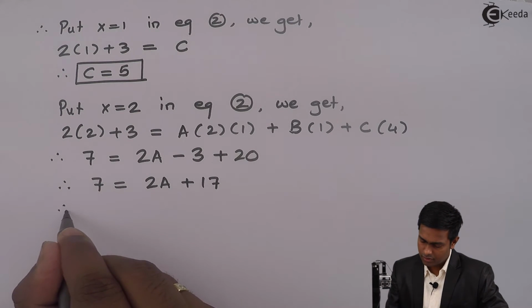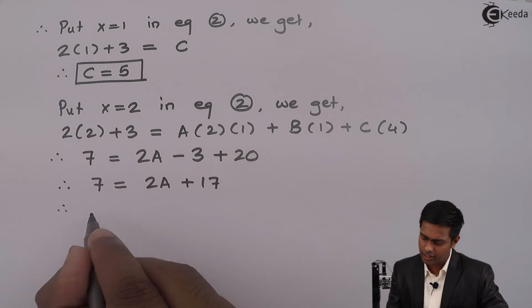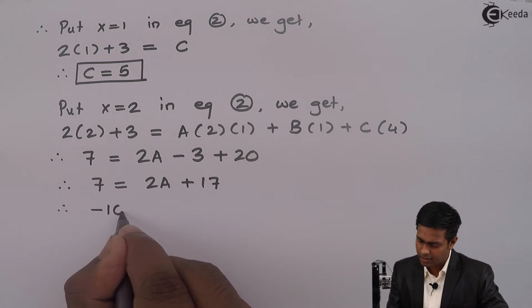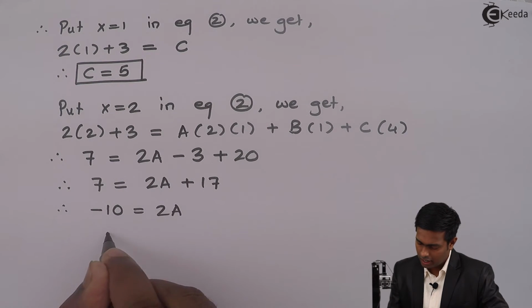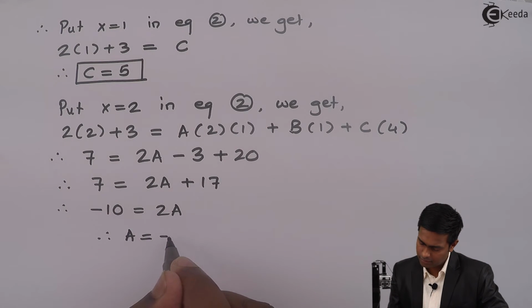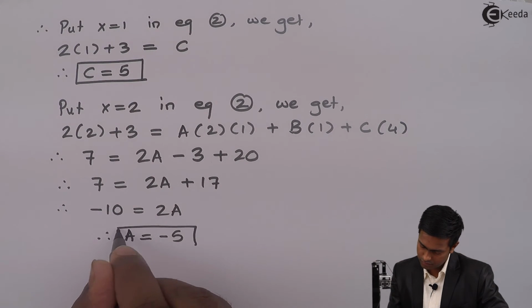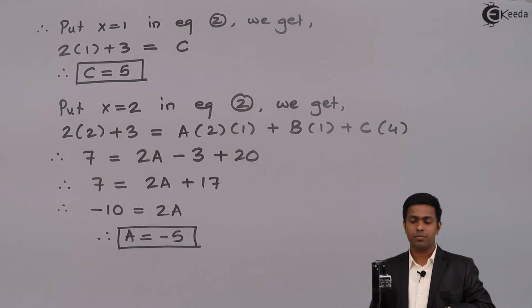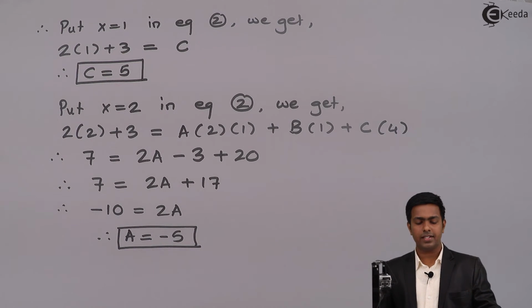Now by sending the 17 to the left hand side, we will get 7 minus 17, that is minus 10, equal to 2a, and therefore we will get a as minus 10 upon 2, that is minus 5. So the value of a is minus 5. So we got the values of a, b and c.